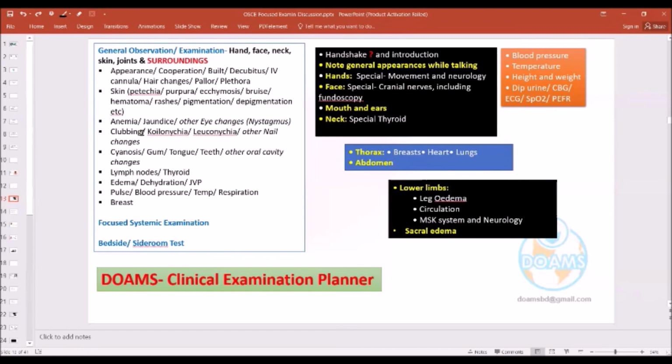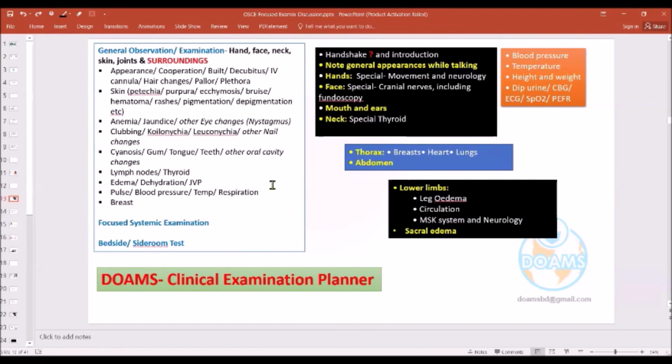If you look at the clubbing, koilonychia is not important. So one you can add is clubbing. Then you can see the tongue. Then come to the lymph node or thyroid gland examination, edema, dehydration, JVP. I believe that it will not take too much time. But pulse, irregularly irregular or not, is very important.